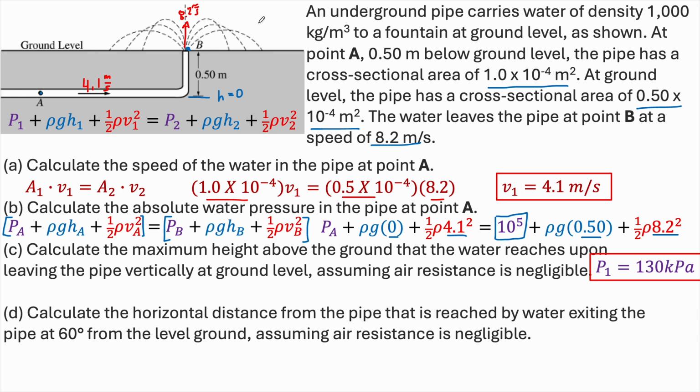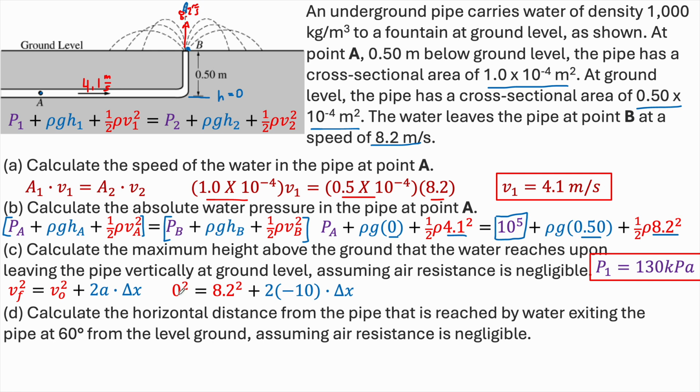Calculate the maximum height above the ground that the water reaches upon leaving the pipe vertically at ground level. Here you could solve it either by doing kinetic energy equals gravitational potential energy, or use one of our kinematics equations. I'm going to go ahead and use one of the kinematics equations. What's the final velocity when the water reaches its highest point? Well, it briefly stops before it falls back down to the ground. I want to figure out at what height that occurs.